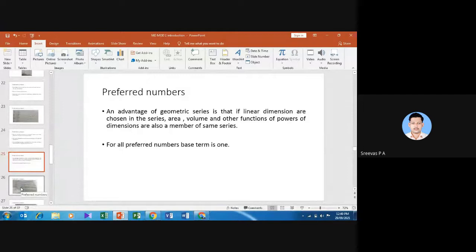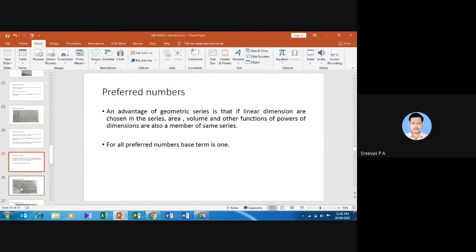An advantage of geometric series is that if linear dimensions are chosen in the series, area, volume, and other functions of powers of dimensions are also a member of the same series. For all preferred numbers, the base term is 1. Okay, that you have to remember. In R5 or R10 or R20 or R40, whichever may be the series, the first element is unity, 1.